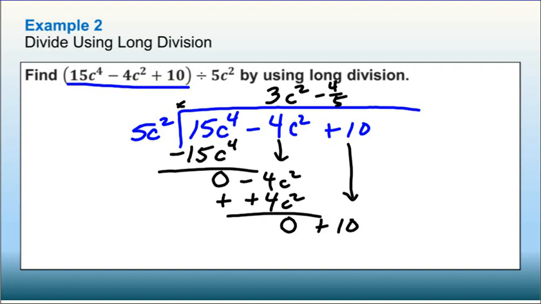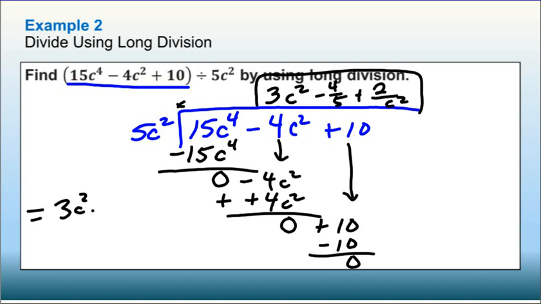And I think, what do I multiply 5c squared by to get close to 10? Well, 5 times 2 gives me 10. But I need to get rid of that c squared. So if I divide that by c squared, that will now give me a positive 10. If I subtract below, that gives me 0. So my final answer for this one would be 3c squared minus 4/5 plus 2 divided by c squared.